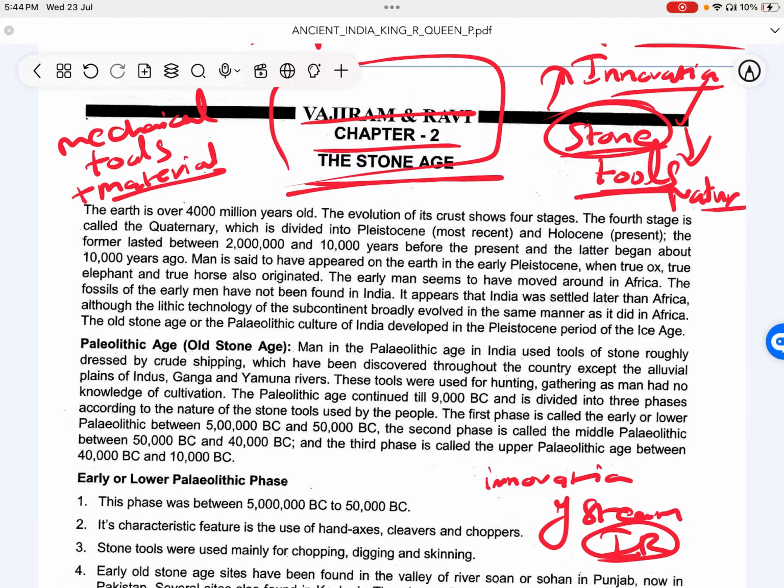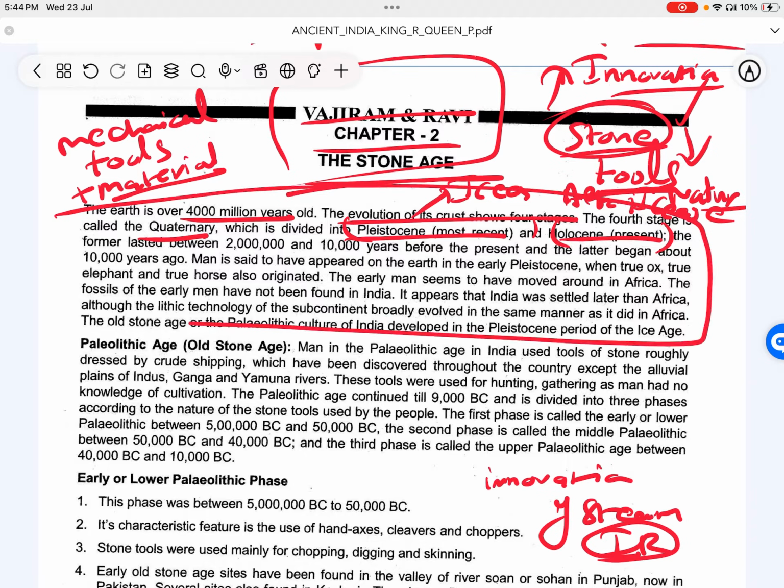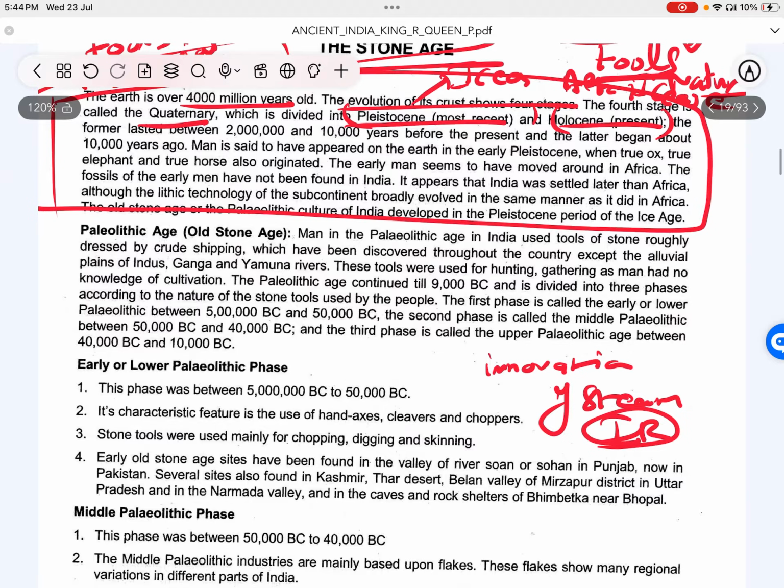I'm using this text so that it can be very helpful for me to get the context. The Earth is about 4,000 million years old, and its evolution shows four stages. They are called Quaternary, Pleistocene, Holocene. Pleistocene and Holocene are about the Ice Age and after the Ice Age. These are a basic explanation about the evolution of Earth. I will directly jump to the Paleolithic age.